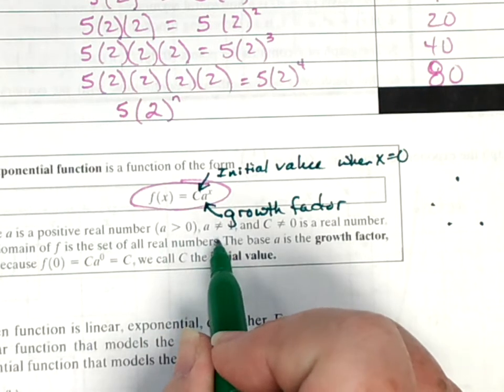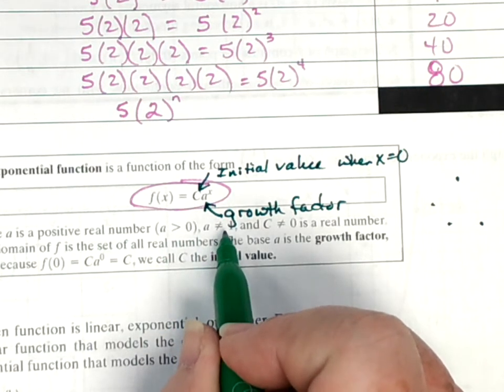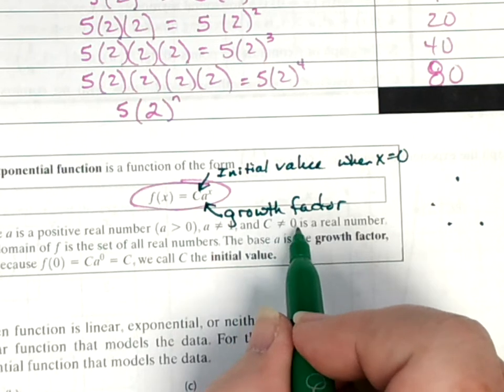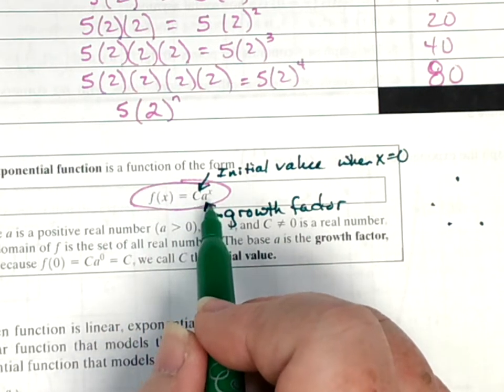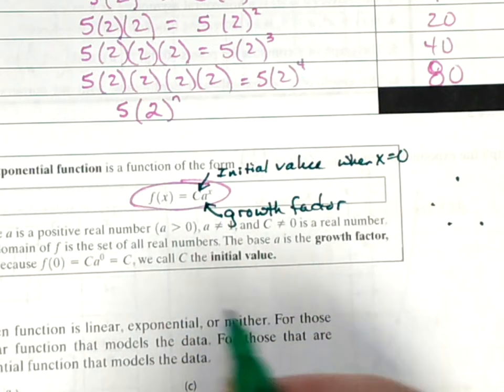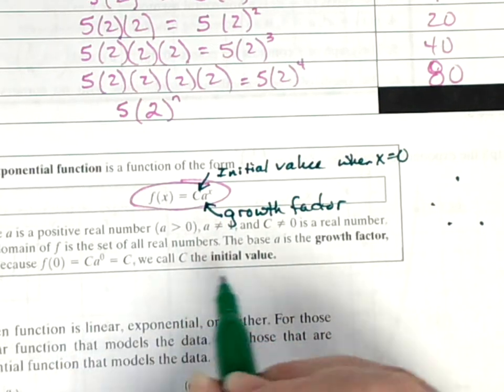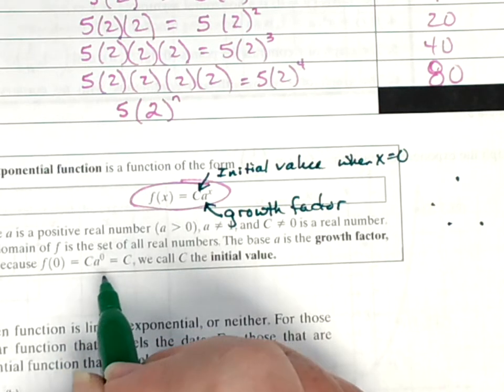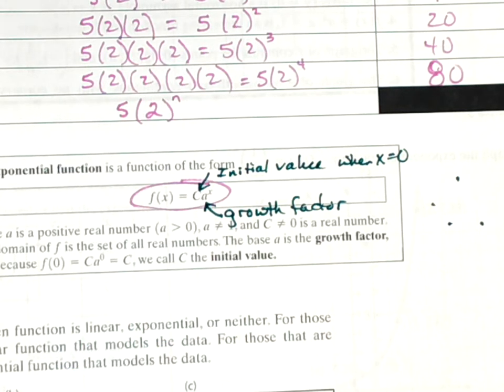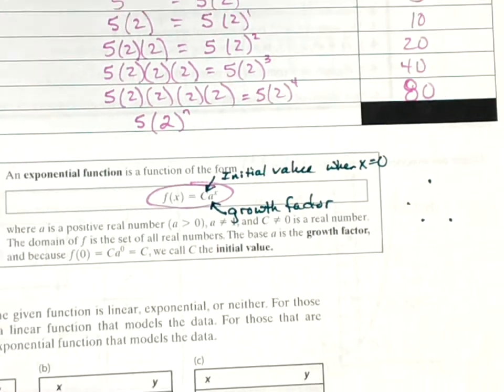We know it can't be 1, because 1 to any power would just be 1. And we know that C can't be 0, because if we multiply 0 by anything, then we have just 0 again. So we're going to know that C is our initial value whenever x is 0, and A is our growth factor. Well, what do we do with that information now that we know what that is?